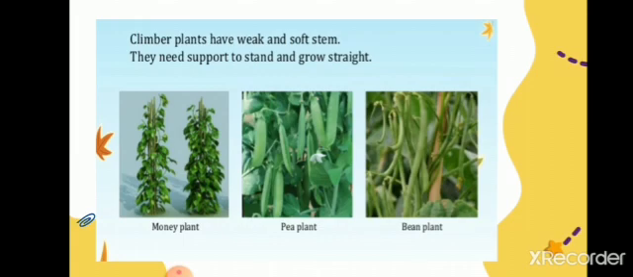One more example of a weak stem is climbers and creepers. They are very flexible. They grow straight by getting support from another plant. For example, money plant, pea plant and bean plant. Their stem is very soft and weak.